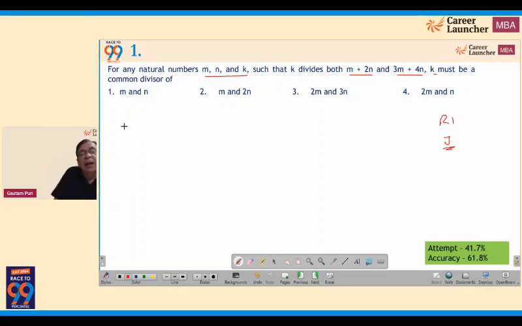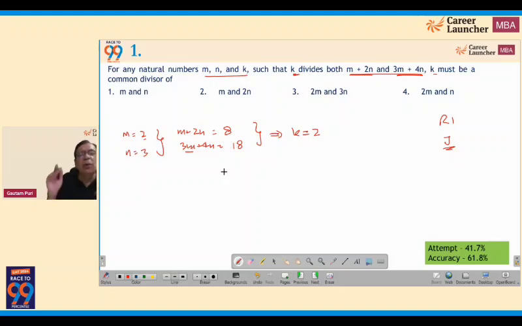I take values of m and n. Let me start by saying let m be equal to 2, n equal to 3. If m is equal to 2 and n equal to 3, what is m plus 2n? m plus 2n becomes equal to 2 plus 6, 8. And the other is 3m plus 4n. What does it become? 3m is 6, 6 plus 12, 18. Now k must be a common divisor of both of them. k divides both of these. So what value of k is possible? k equal to 2. The only common factor of 8 and 18 is 2. Yes, there can be others also, but as far as I'm concerned, that's the only factor actually. Okay, so k equal to 2.